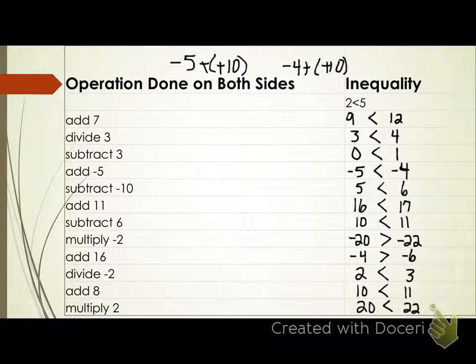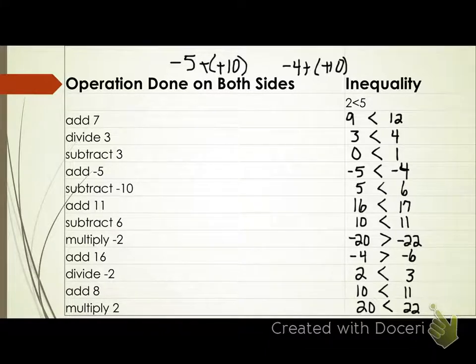So that's the only twist on today's assignment and lesson. Anytime I multiply or divide both sides of the inequality by a negative number, I have to flip my inequality symbol. Everything else is the same, just like solving our equations. Use that one step using our inverse operations. I just have to watch out for multiplying or dividing a negative, because then I have to flip it.